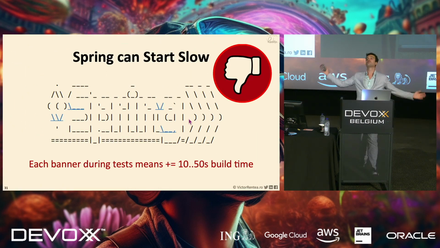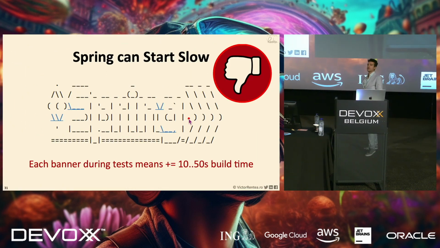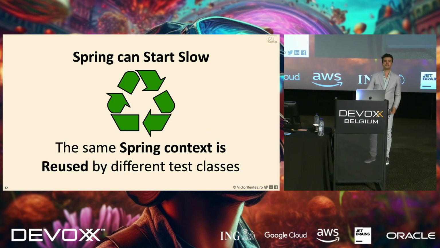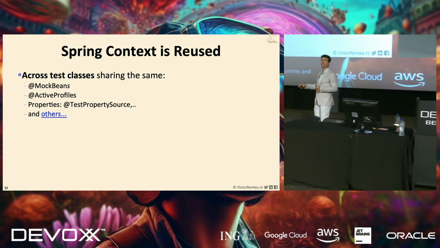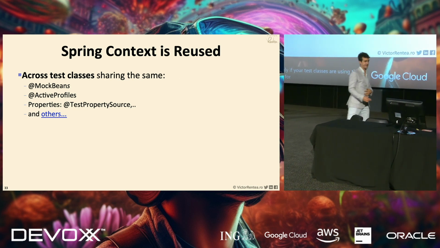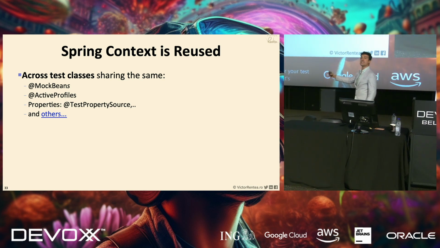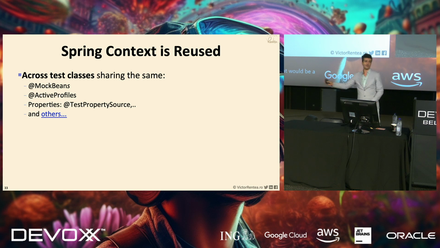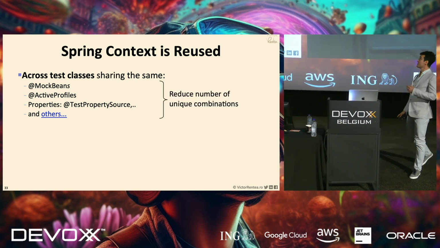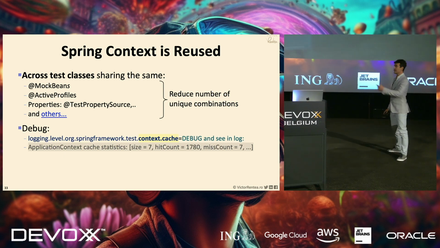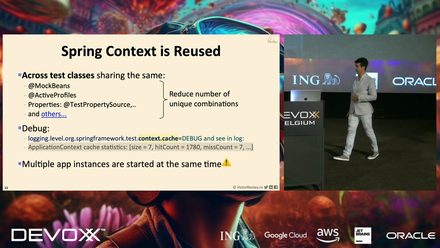You should not have 100 contexts started in a build, okay? Because it wastes time. So you need to recycle the same context, and Spring will do that if and only if your test classes are using the same kind of configuration. So if you use a different mock bean over there, that will be a different context. It cannot reuse your original context. If you change the profiles, if you change the properties, it will not work, okay? So you need to reduce the unique combinations of these. There is some logging that can help you along the way.